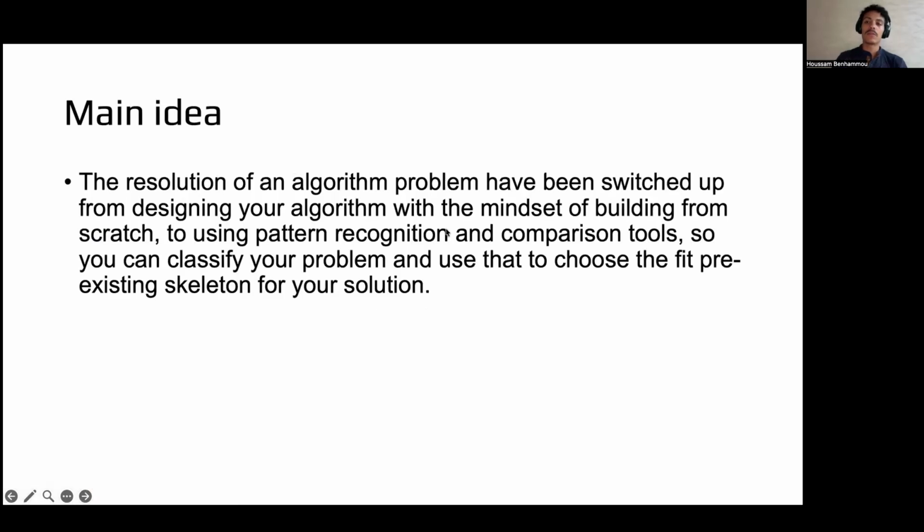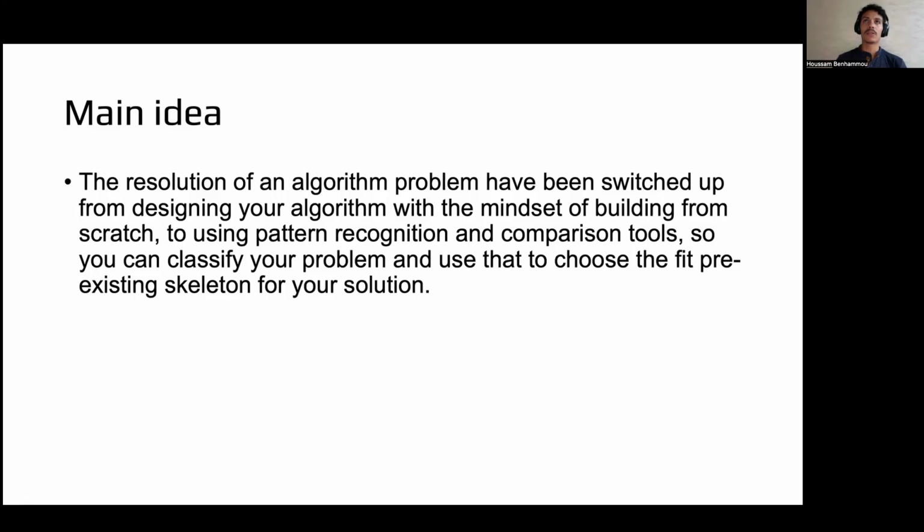And this goes the same for the main idea. So basically, the resolution of an algorithm is no longer about designing it or building it from scratch, but rather sensing the pattern of that problem and using the tools that already exist based on that pattern, choosing them and composing them in the right way for your solution. So you can get an initial skeleton of your solution that you can proceed with. That's pretty much it for the main idea of the book that the author tries to prove.